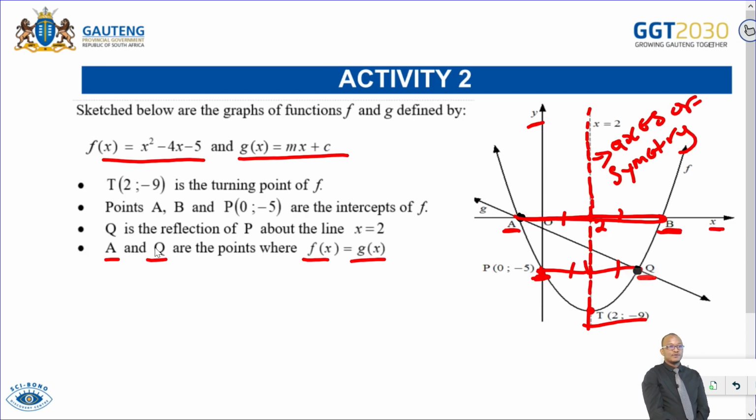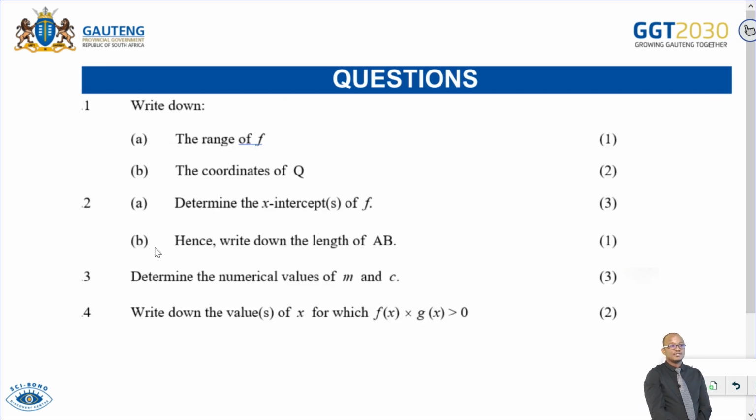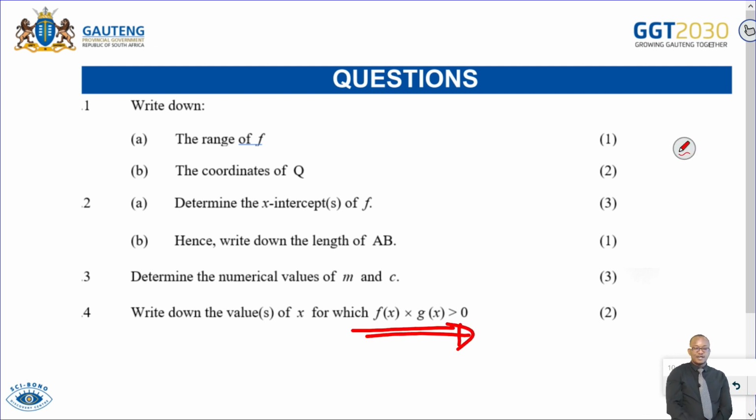Okay, so now looking at number 3, we must determine the numerical values of m and c, 3 marks. And then number 4 says write down the values of x for which f of x multiplied by g of x is greater than 0. So this is where we interpret our functions or our graphs. When we get there, I will explain how to do that type of question. So now, without any waste of time, let's go to the first one.